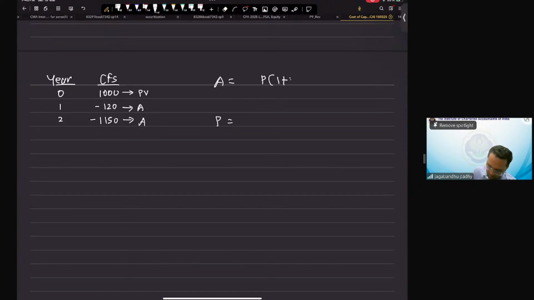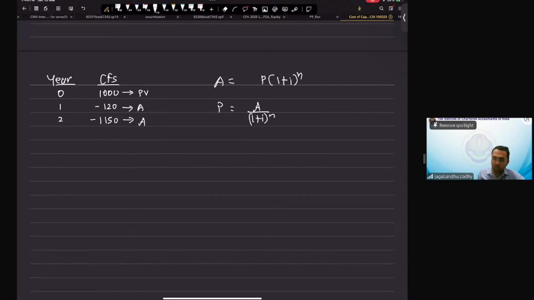That's principal into 1 plus I raised to n. So how do I get the principal? What should be the formula of P equal to? If A is equal to P into 1 plus I raised to n, what should be the value of P then? Tell me. What should be the value of P? And that will be A upon 1 plus I raised to n.